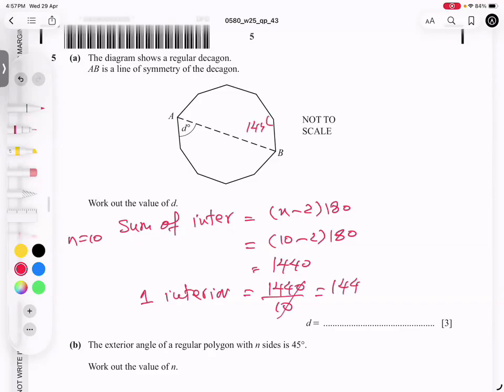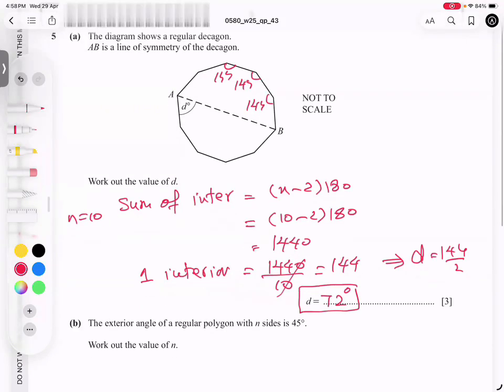It is very clear. Every angle is 144, even this one is also 144. But he said no, give me D only. So he divided 144 by 2. That is why D is equal to 144 divided by 2. I hope you understood very well. The answer comes to 72 degrees. I think this part is very clear.